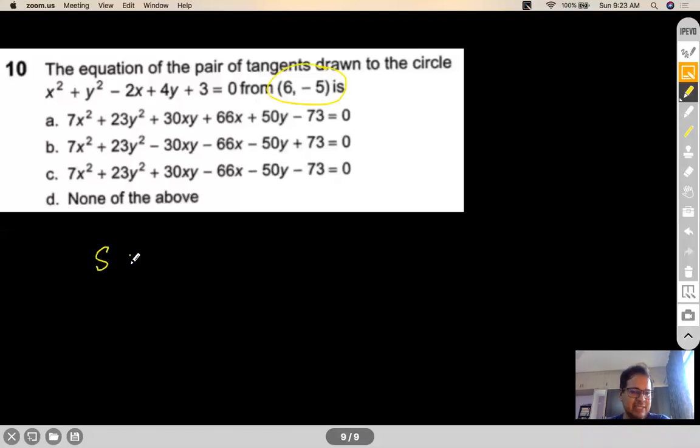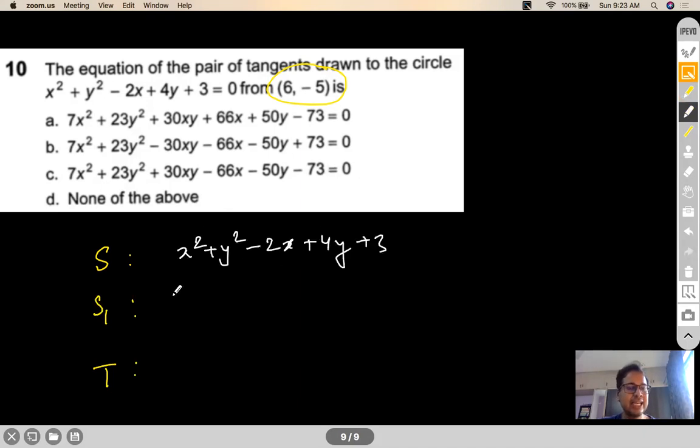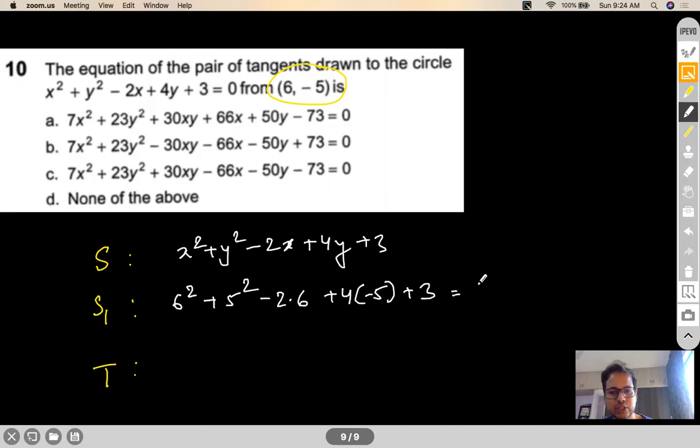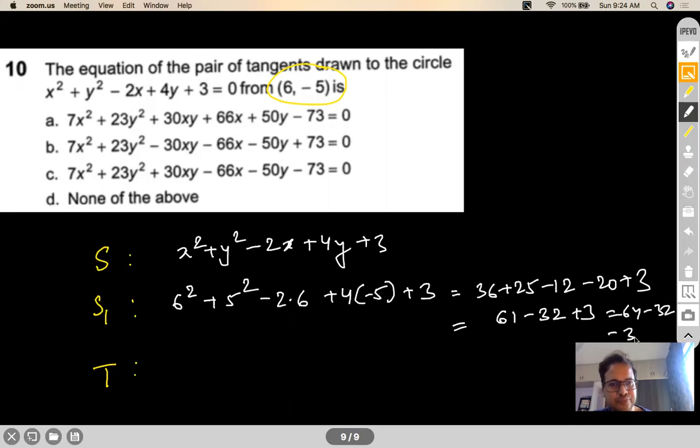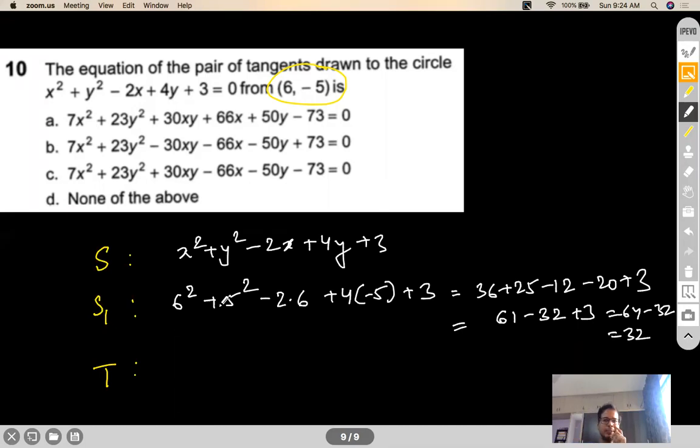So basically, the best thing is to write your S, S1, T, simple as that. S is very obvious, it will be x square plus y square minus 2x plus 4y plus 3. S1 will be when you put the point in place of x and y. So this will be 6 square plus minus 5 square, and minus 2 into 6 plus 4 into minus 5 plus 3. Let's calculate this number. 36 plus 25 minus 12 minus 20 plus 3. So this is going to give you 61 minus 32 plus 3, 64 minus 32, 32. Are you getting 32 for this?